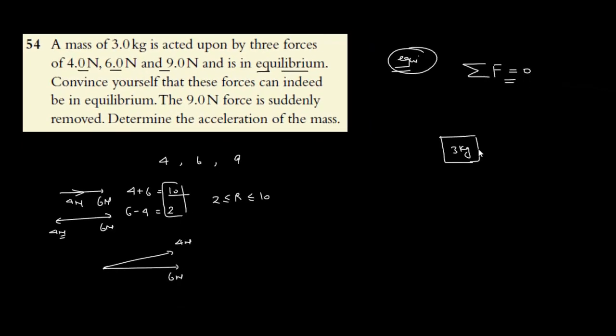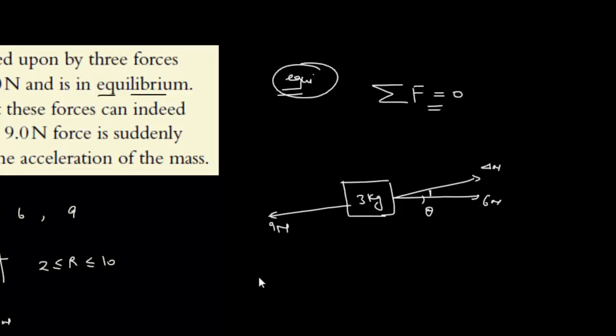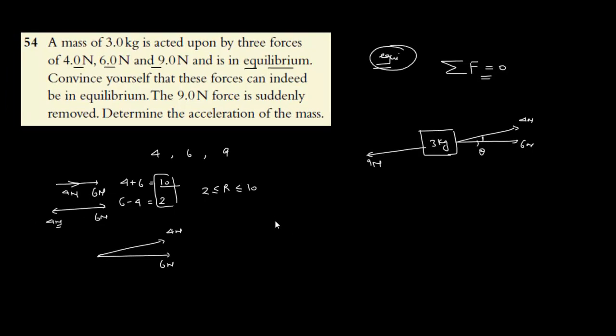So I am showing it here. Say suppose this is 4 Newton force, this is 6 Newton force, and say 9 Newton force is somewhere here. Now what is the angle between them? It is not a concern here, but we just have to look that these two forces can balance this 9 Newton force. Other possibilities are also there.